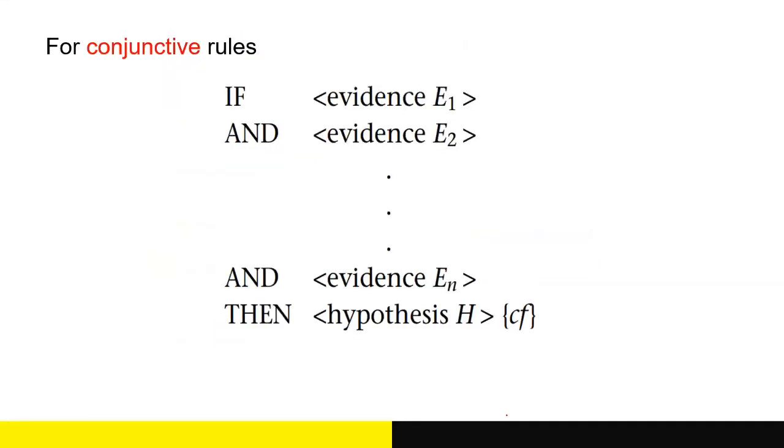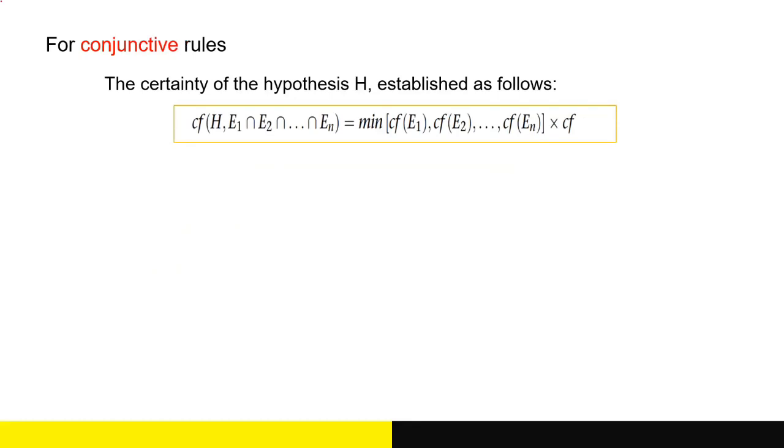So if we remember, based on the previous discussion, the rule can have multiple antecedents, which are the and, which is the conjunction, and the or, which is the disjunction. So for conjunctive rules, the certainty of hypothesis H is established as follows. The certainty factor of hypothesis H given evidence 1 and evidence 2 and evidence N is equal to the minimum of the certainty factor of evidence 1, certainty factor of evidence 2, and certainty factor of evidence N multiplied by certainty factor.